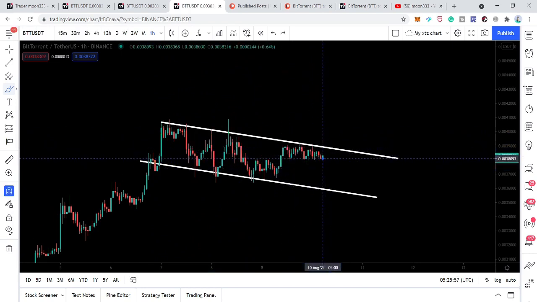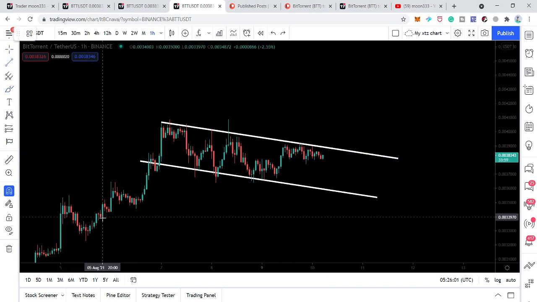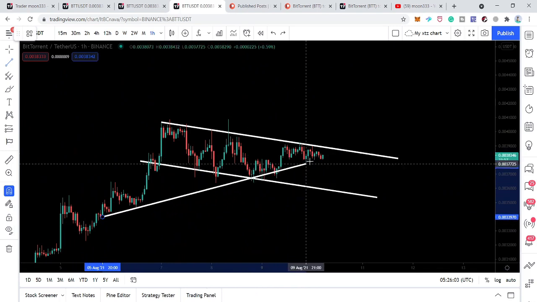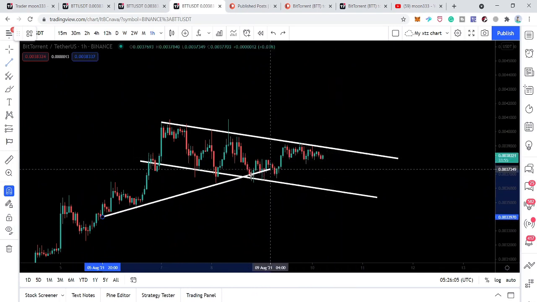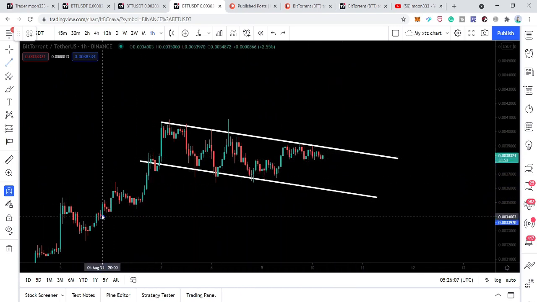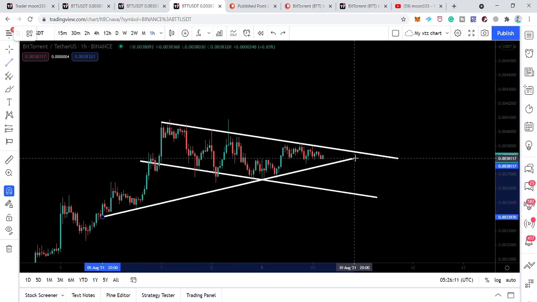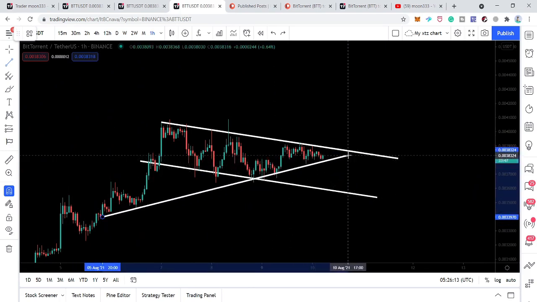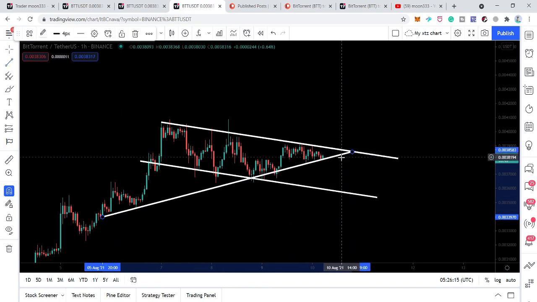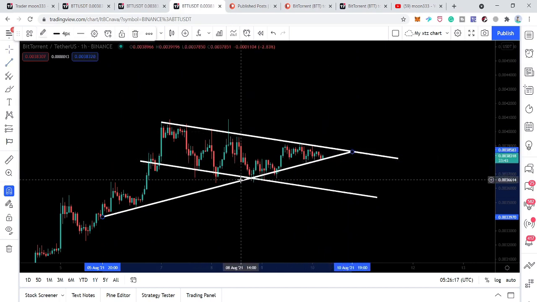Now why it is being accumulated here? If I place this trend line from here, then we can see that the price action has also found a support that is coming from here, from 5th of August on this hourly time frame, and now the price action is again getting bounced by this support, and this is a symmetrical triangle.